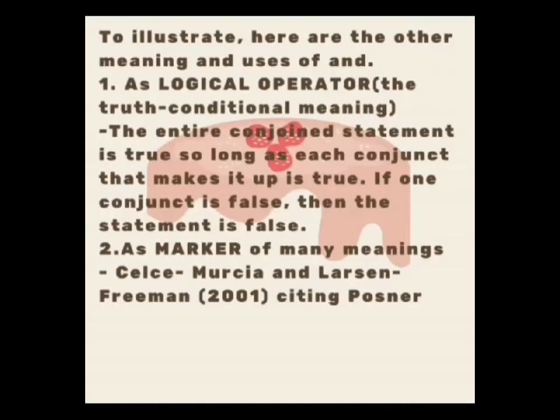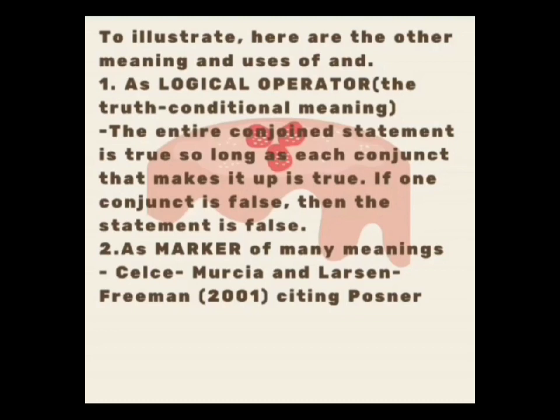A deeper and thorough study of each conjunction, however, reveals certain properties beyond the given straightforward account. To illustrate, here are the other meanings and uses of "and". Number 1. As logical operator, the truth conditioning meaning. The entire conjoined statement is true so long as each conjunct that makes it up is true. If one conjunct is false, then the statement is false.